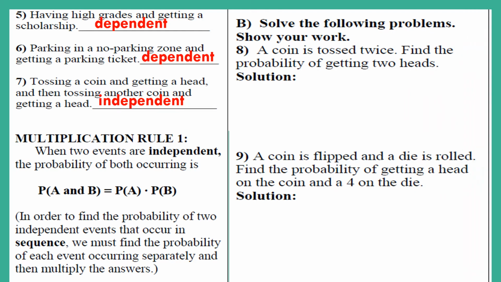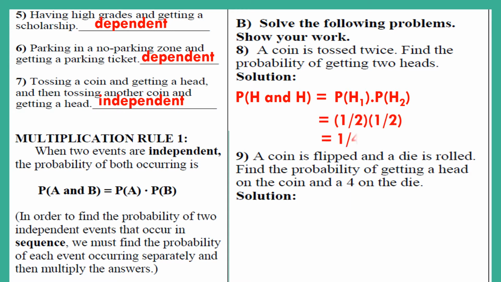Letter B. Solve the following problem. Show your work. Number 8, a coin is tossed twice. Find the probability of getting two heads. So, the probability of head and then head, since they are independent, is the product of the probability of getting a head on the first toss and the probability of getting a head in the second toss. The probability of getting a head in the first toss is 1/2, and in the second toss is also 1/2. Therefore, if you multiply these two, you'll get 1/4.